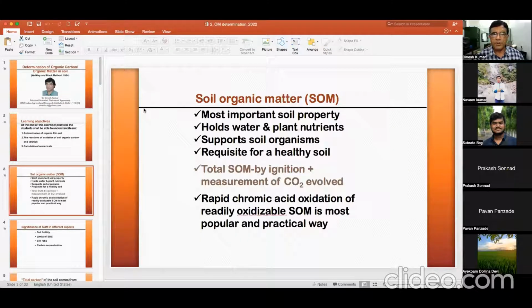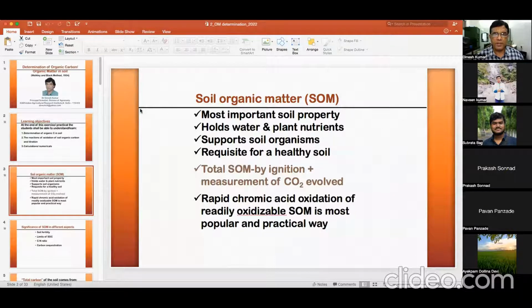So as you know, soil organic matter is the most important soil property, which is basically a chemical property, but it influences both physical and biological properties also. It holds water and plant nutrients, supports soil organisms, and it is necessary for a healthy soil.